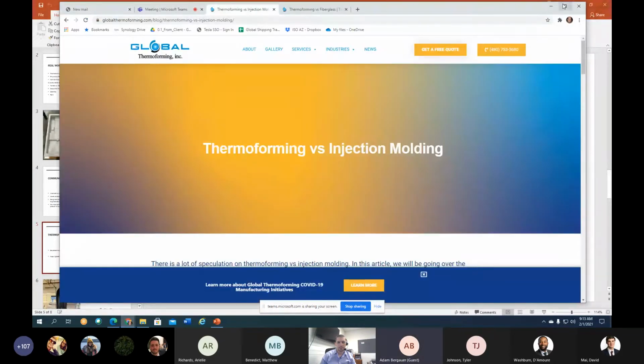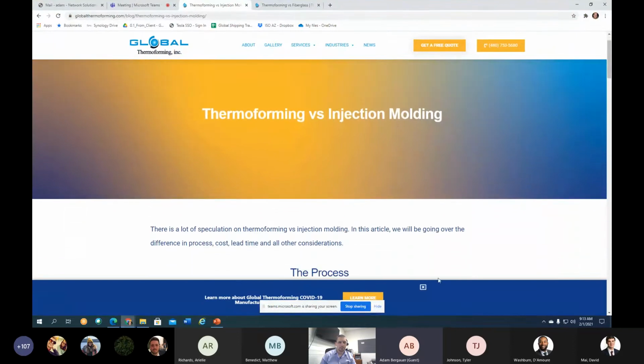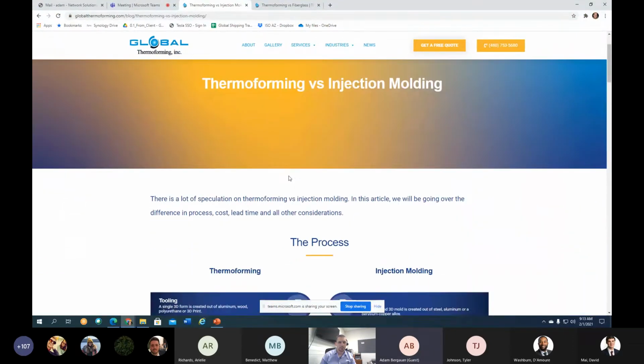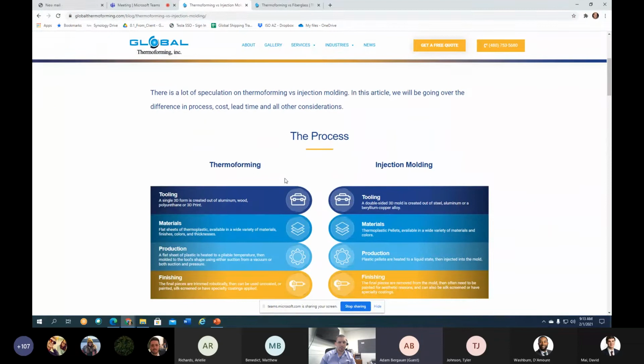So, thermoforming versus injection molding. I basically built this blog to show people the process from start to finish and what you can expect. In thermoforming, the tooling is a single 3D form. In injection molding, it's double-sided, so it's basically two things put together, and then you inject plastic.